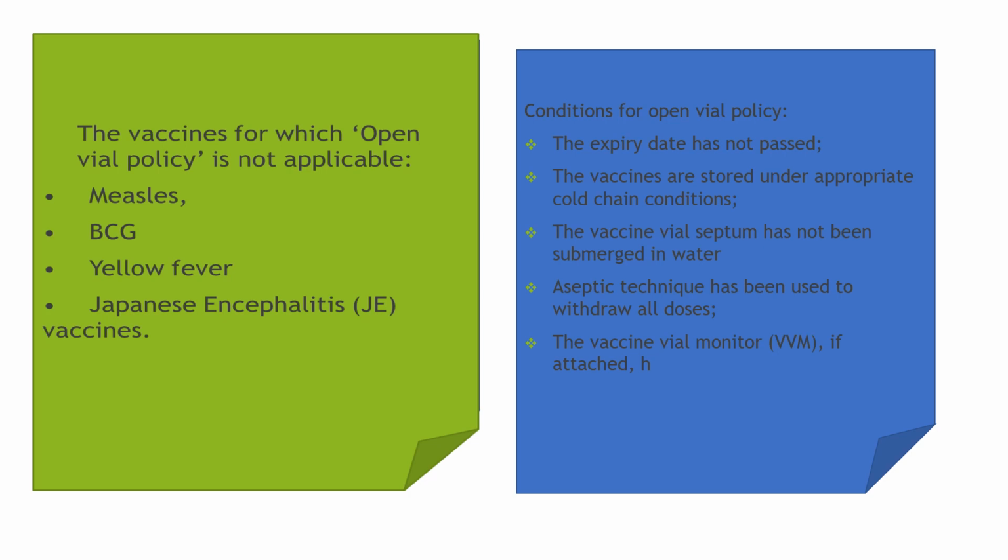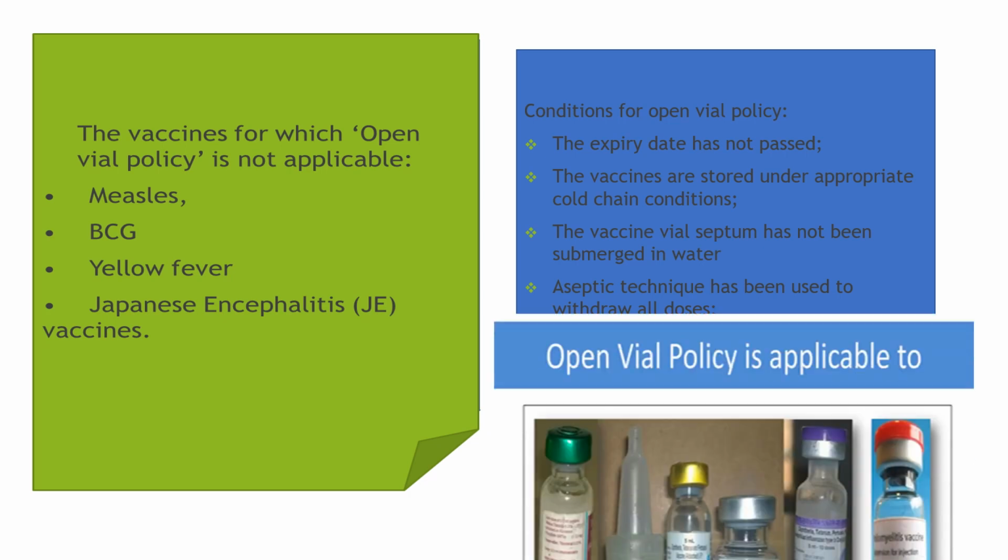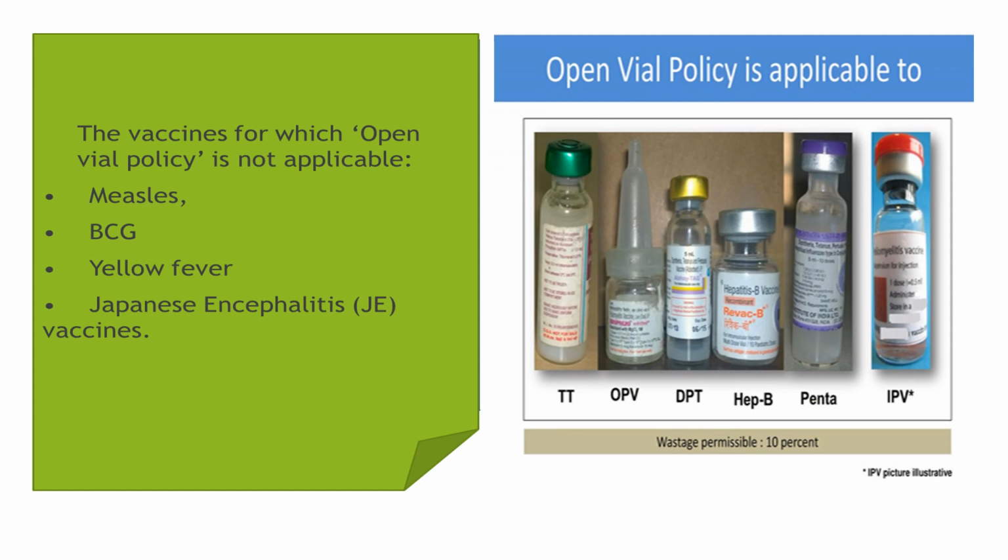These are measles, BCG, JE, and in some cases yellow fever. So open vial policy is applicable to tetanus toxoid, oral poliovirus vaccine, DPT, Hep B, Penta, IPV and Hib.